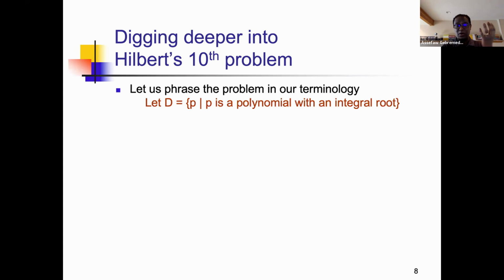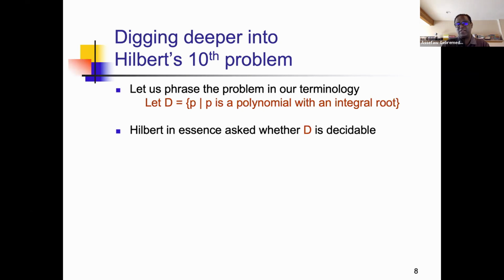And so his tenth problem, if we were to turn it into our terminology, the way we are now understanding it, would go like this. We've got a language, and we'll call that language D, and it is a language of polynomials that have an integral root. If I define D in this way, then his question in a sense would be asking whether D is decidable by a Turing machine. And the answer we know is negative, and we are just about to see, at least to convince ourselves, that the answer is negative.